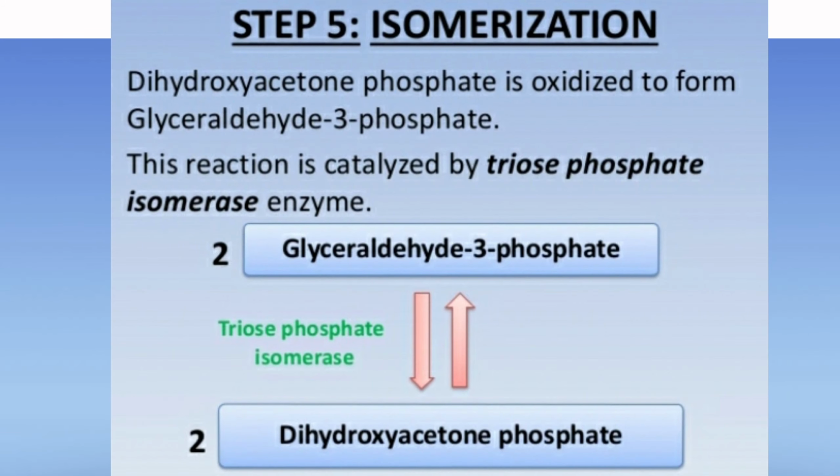The next step is isomerization, children. Here, dihydroxyacetone phosphate gets converted into glyceraldehyde 3-phosphate in the presence of triose phosphate isomerase and can participate in the next reaction of glycolysis. In this step, the starting material is dihydroxyacetone phosphate and the product is glyceraldehyde 3-phosphate and the enzyme is triose phosphate isomerase.